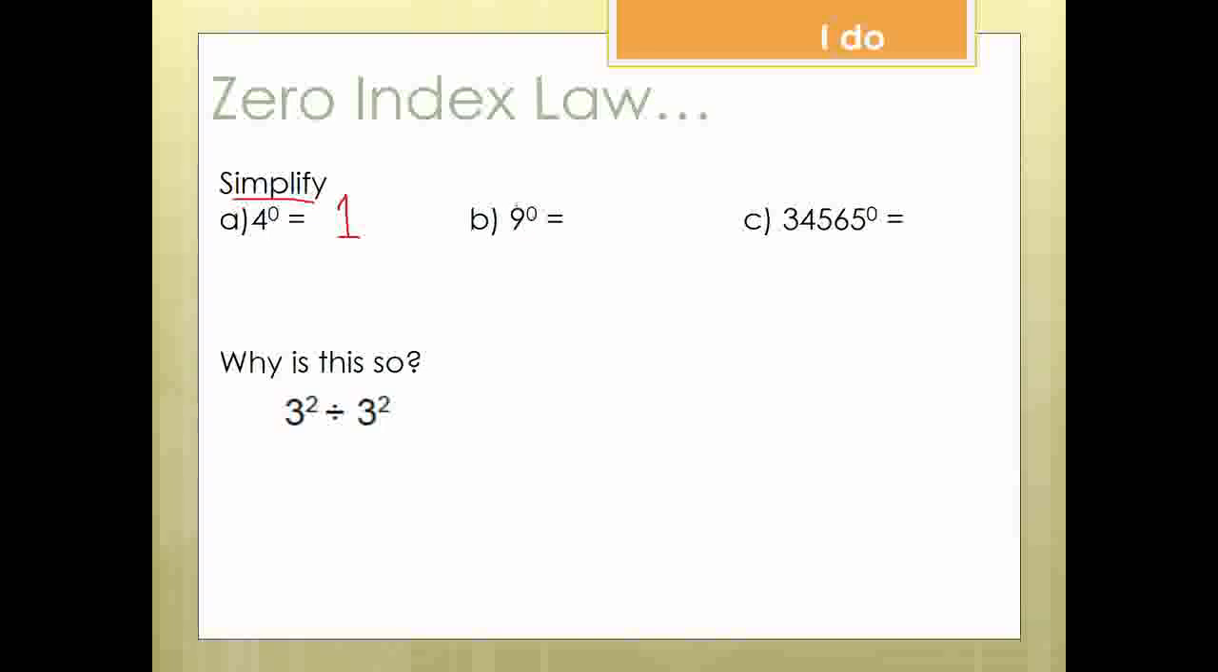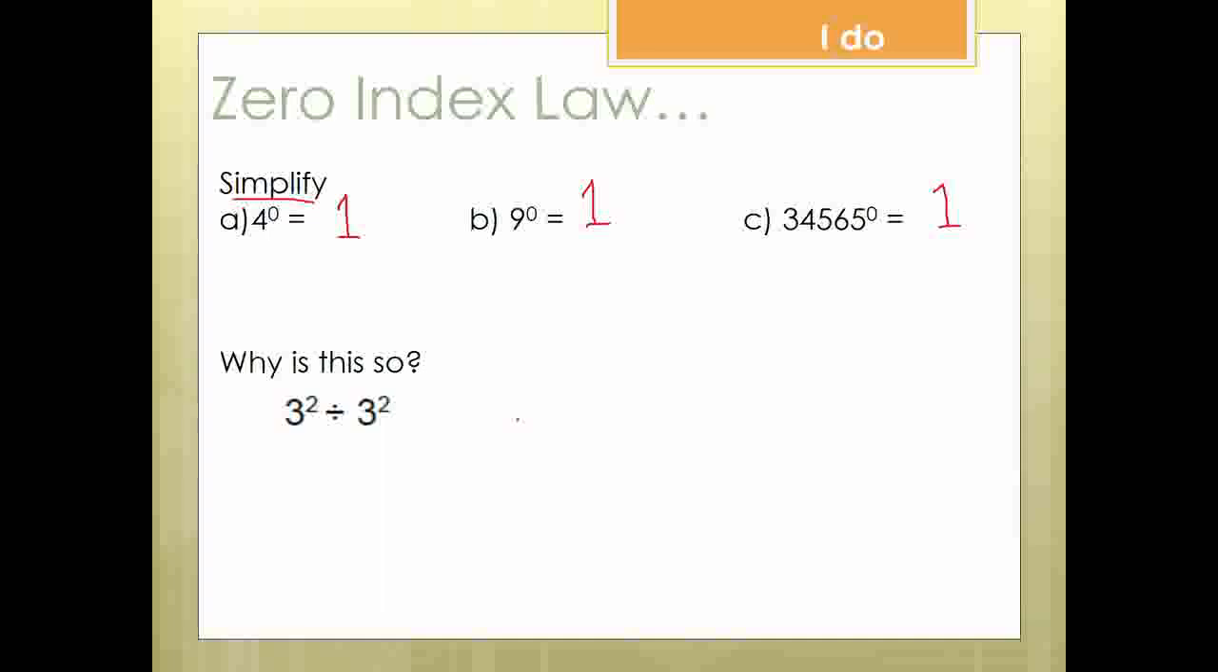If we look at part B, we've got 9 to the power of 0. The answer is 1. We're going to start to sound like a broken record here because 34,565 to the power of 0, you can probably take a guess, and you get it right, the answer is equal to 1. Now, why is this so?